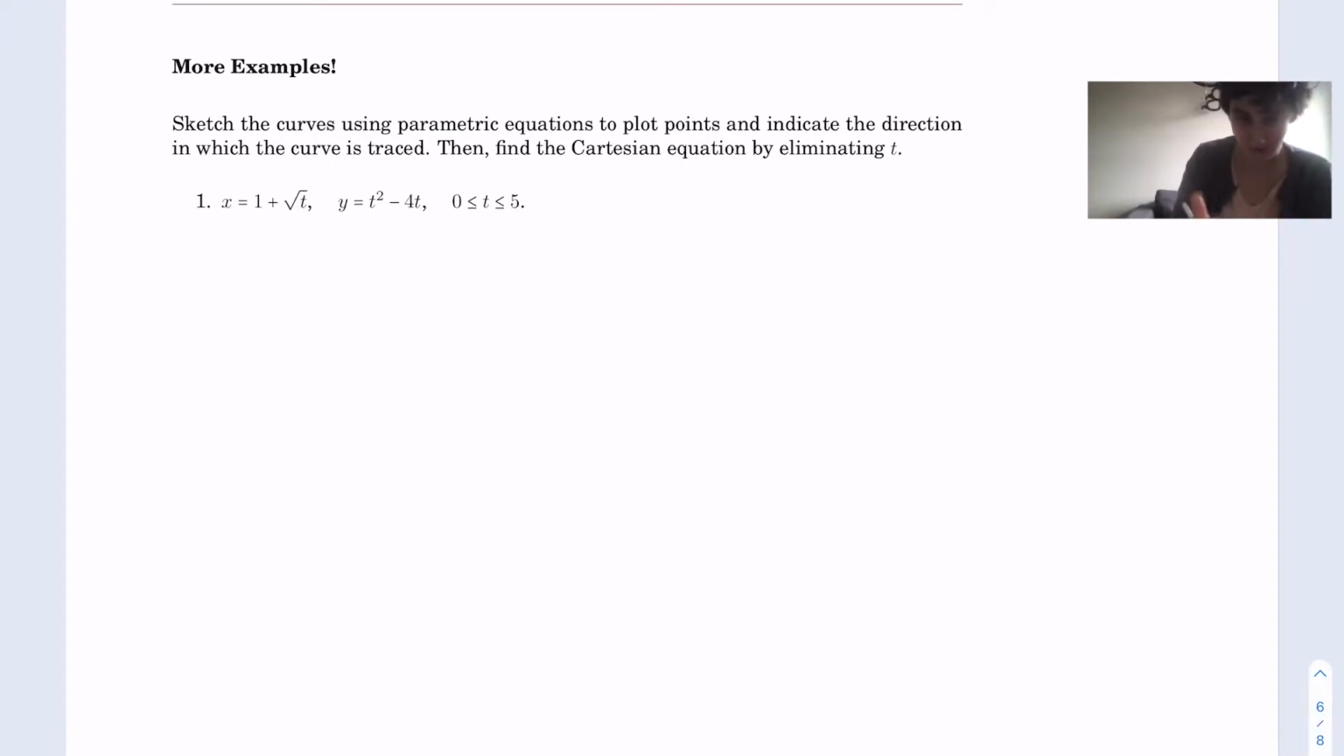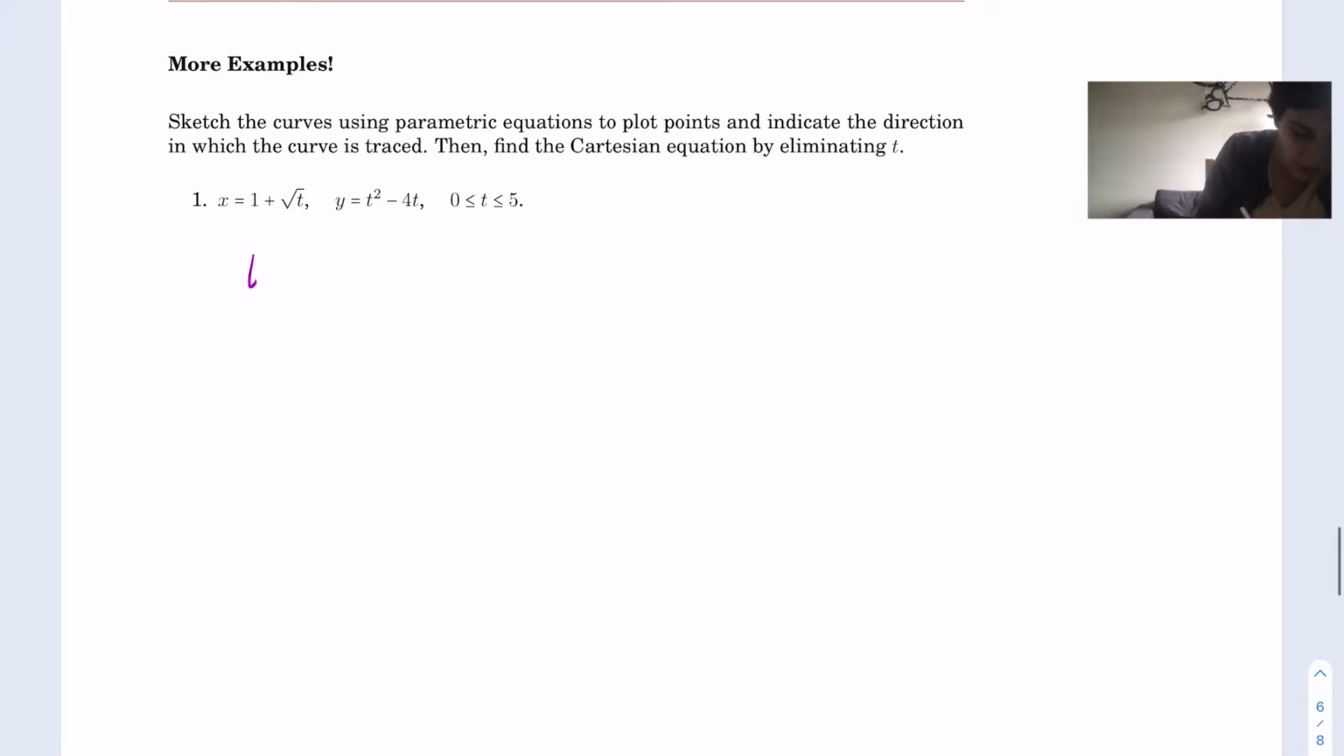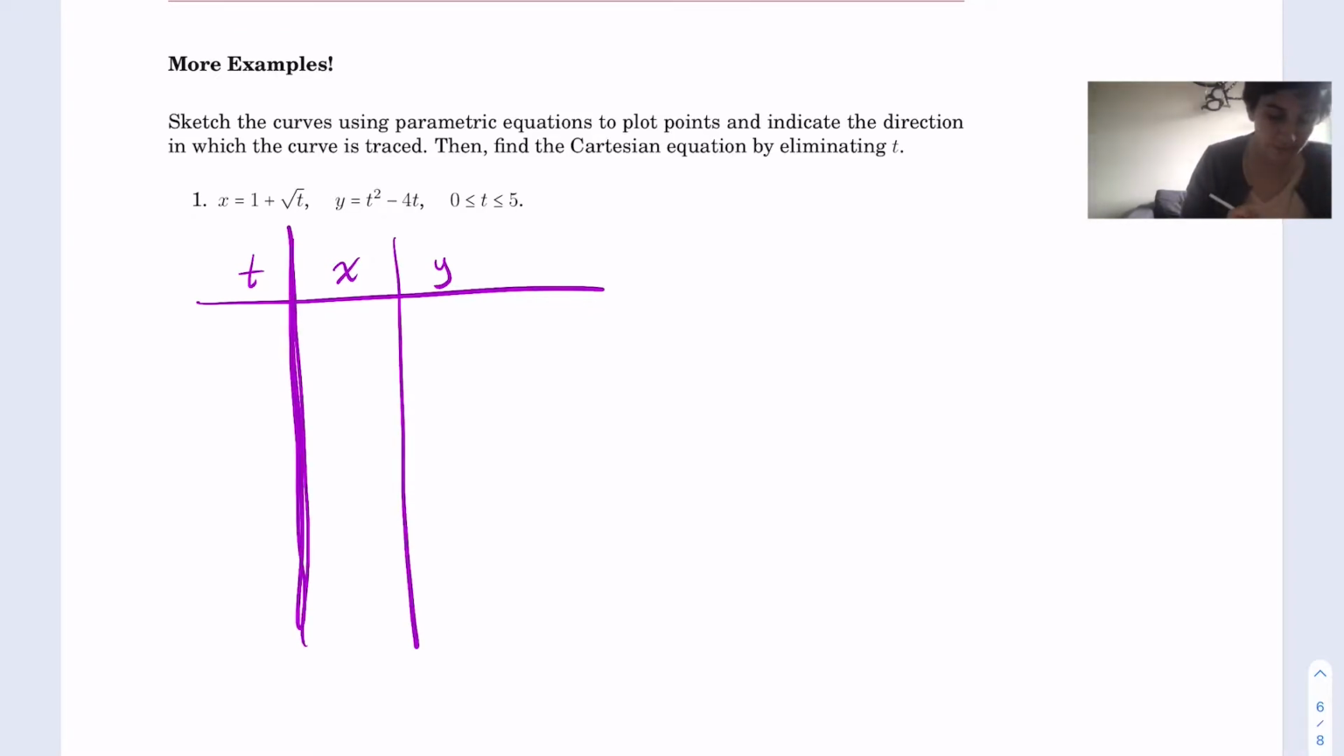So we're going to go back to our nuts and bolts and make ourselves a table to put in some points. So I have t, I have x, I have y. Our t is going between 0 and 5, so I'm going to do 0, 1, 2, 3, 4, 5. I'm going to look at my x coordinates first. So x is equal to 1 plus root t. So that's 1, that's 2.